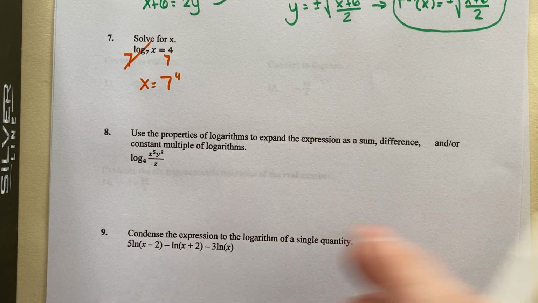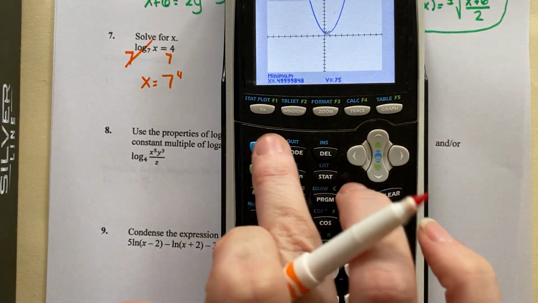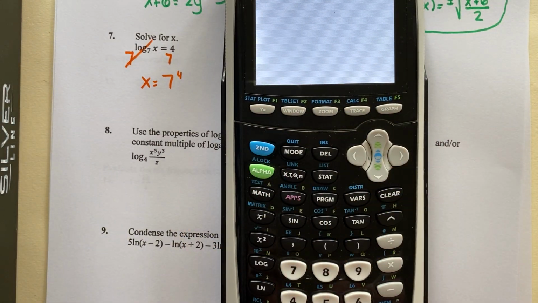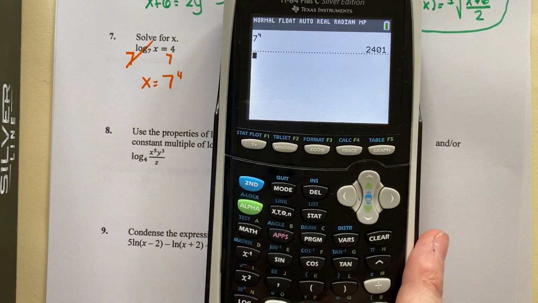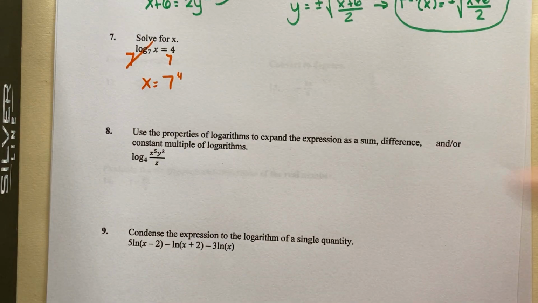So I'm going to use my calculator to do that. I'm going to go to my main screen, and I'm going to type in 7 to the 4th power. Gives me 2,401.